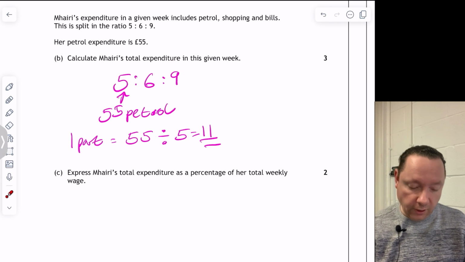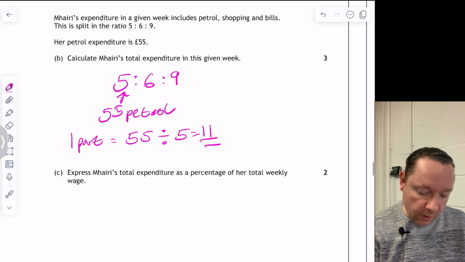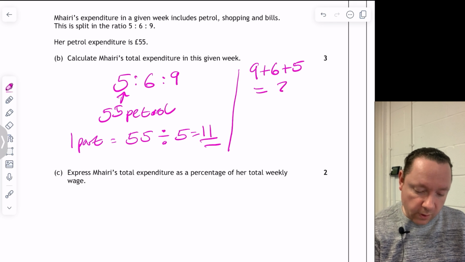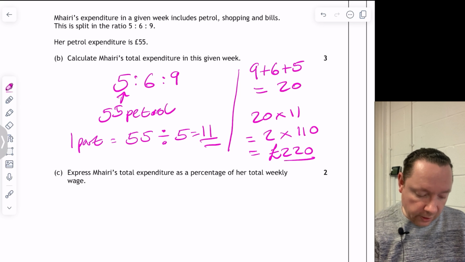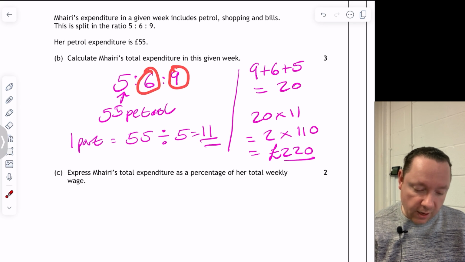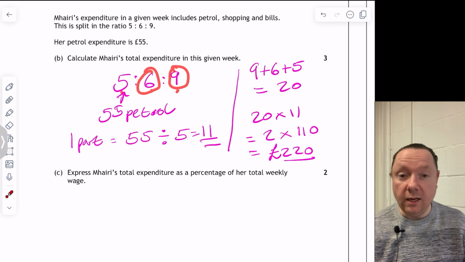So now I can just work out the cost of each of these, or times the total by 11. It's up to you what way you go. I'm just going to do it by the total. So I've got 9 plus 6 plus 5. 9 plus 6 is 15, plus 5 is 20. So I need to do 20 times 11. Times by a number that ends in 0 means I can just do 2 times 110. 2 times 100, 2 times 10, £220. Or alternatively, you could have said that that's 66 and that's 99, and then just added 99, 66 and 55 to get the same answer.